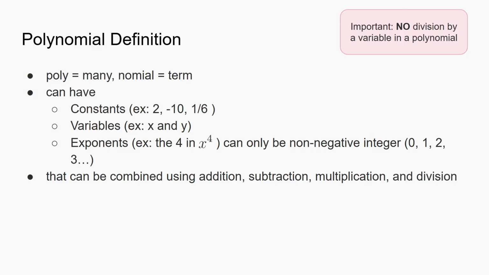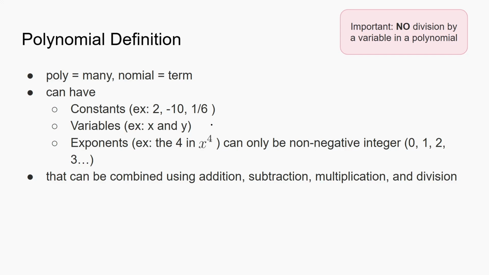Poly means many, and nomial means name or term. So a polynomial is an expression with many terms. It can have constants, which are numbers like 2, -10, 1/6. It can have variables like x, y, a or b, and it can also have exponents. An exponent is the number to the right and top of the base. So the 4 in x to the 4th power is an exponent.